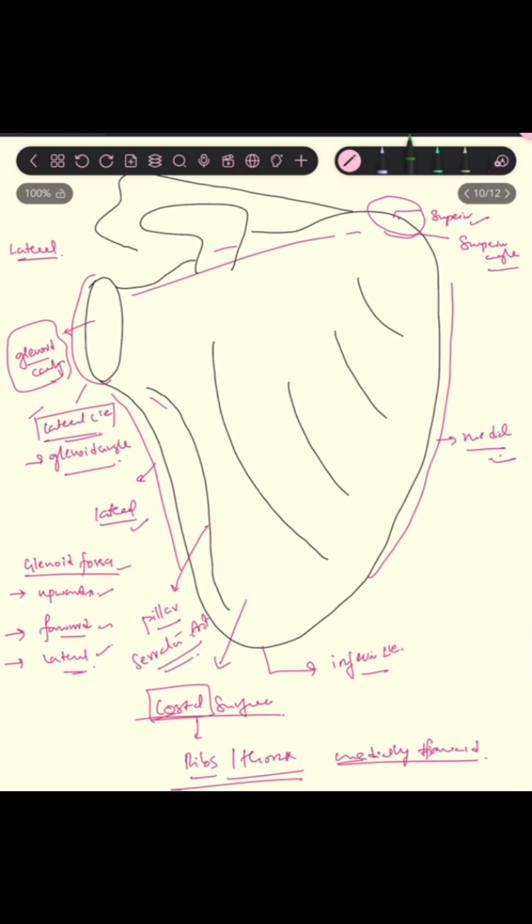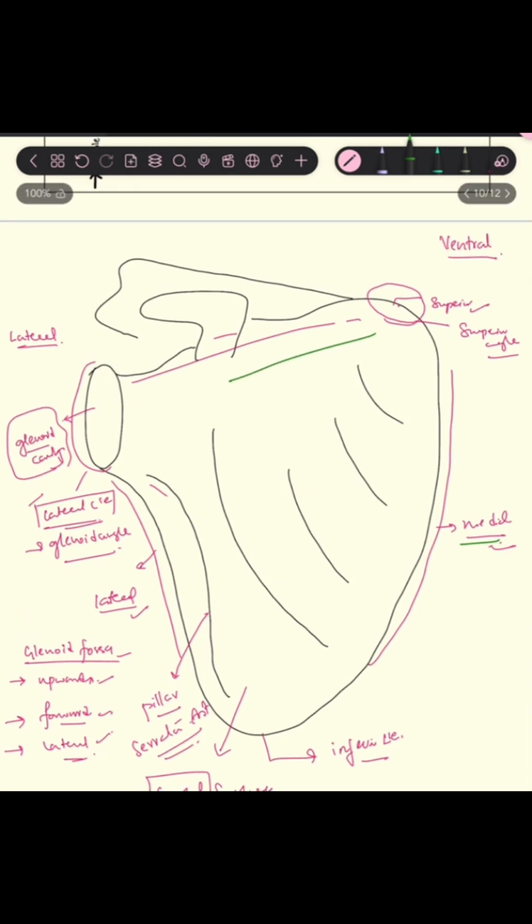Okay, next comes what are the muscles which are going to take origin and insertion into the scapula. First, we will be learning about the origin of muscles, what muscles are taking origin from the scapula. So firstly, we take from the ventral side. From the ventral side, not all the ventral surface, the scapula is having two surfaces. One is a ventral surface, another one is a dorsal surface.